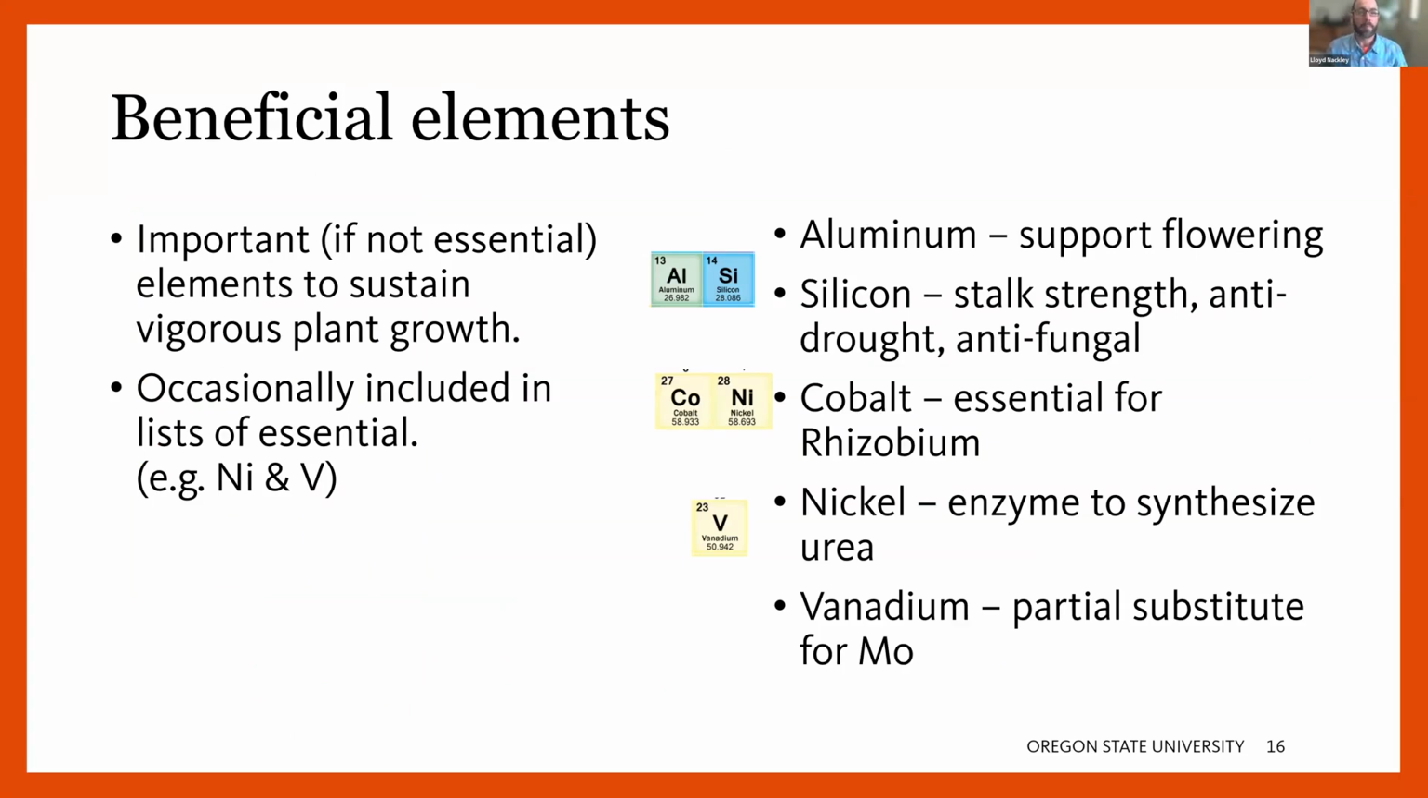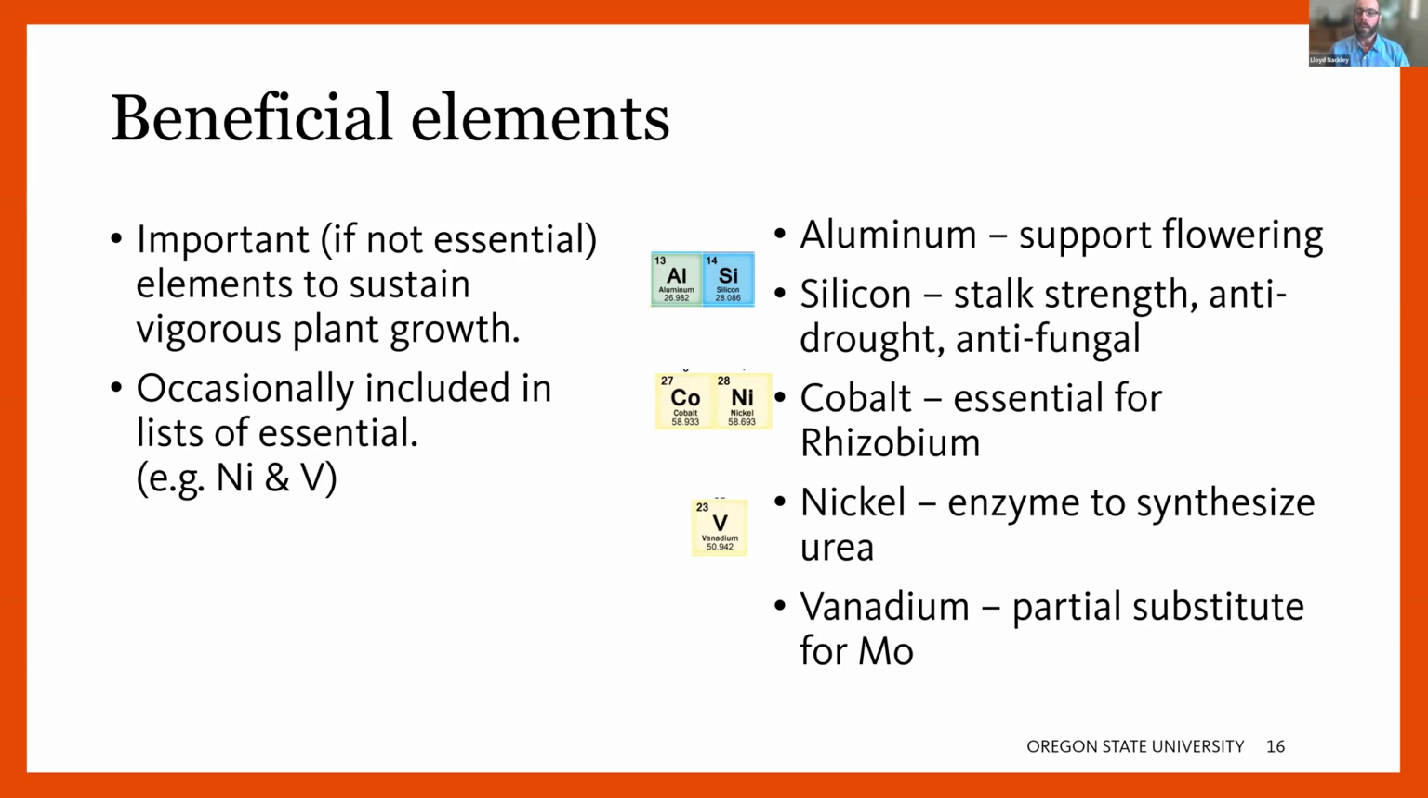There's this other group, and these are called beneficial elements. It's not controversial, but it feels like we're sort of on a precipice of discovery, right? We don't know everything. And we do know that these elements, aluminum, silicon, cobalt, nickel, and vanadium, also are very beneficial, very important to sustaining plant growth and vigorous growth. And occasionally, if you look into these, you'll see some of them. I've seen nickel and vanadium included in a list of essential elements.